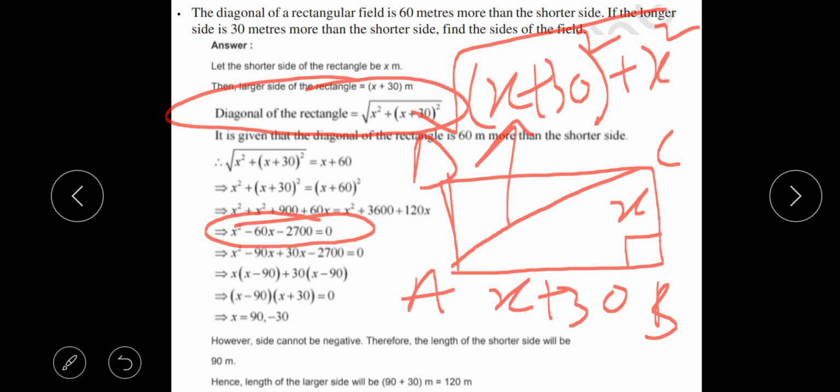Now solve this and we will get one quadratic equation, and after solving this quadratic equation we will get two values, one is negative, the other one is positive. Therefore, since a side or length can't be negative, we have to consider the length x equal to 90. So one side is 90 and the other is 30 more, that is 90 plus 30 is 120. So 90 and 120 is your answer.